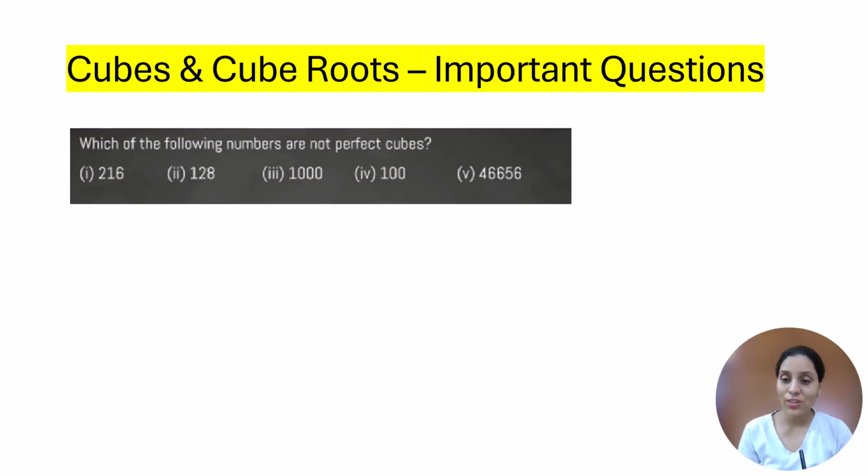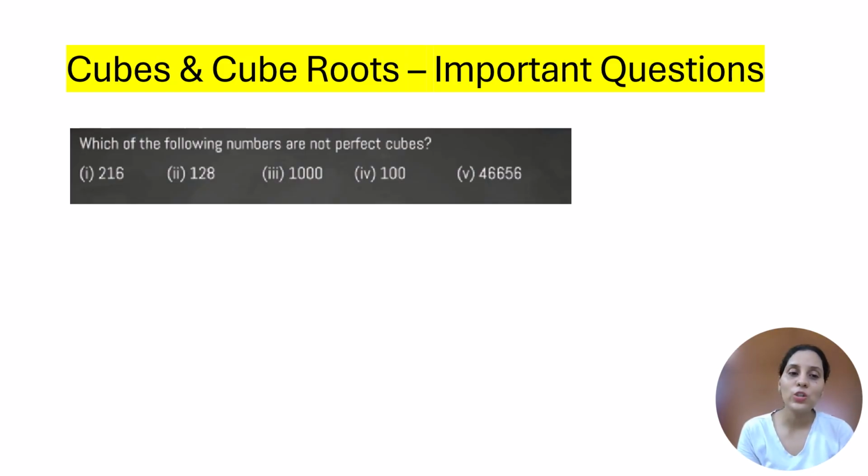Once you have watched the video, please go through and try these questions. I am very sure you will be able to do all the questions on your own. Now let's get started. First one, which of the following numbers are not perfect cubes? Not perfect cubes means how do we say that it's not a perfect cube? If any number doesn't have its triplet, it's not a perfect cube.